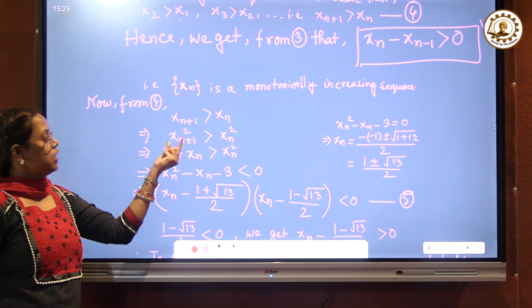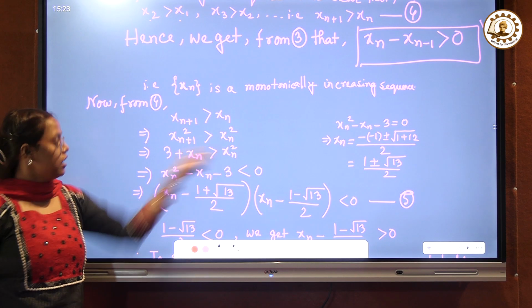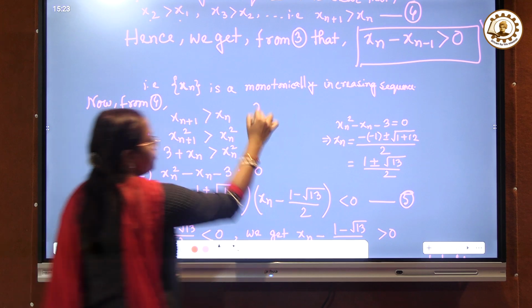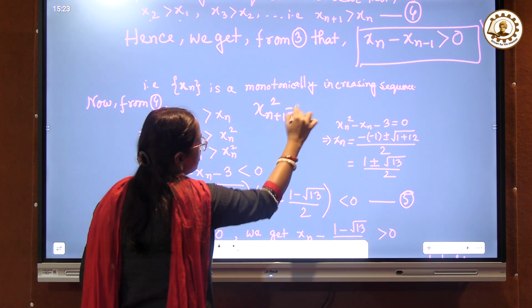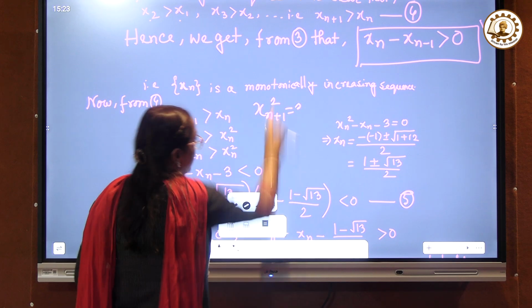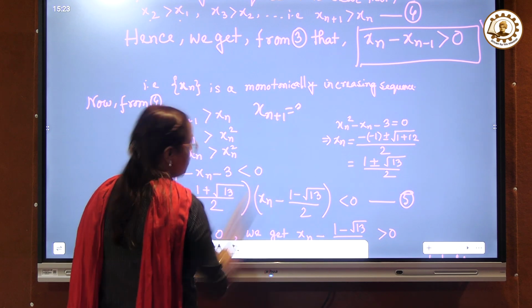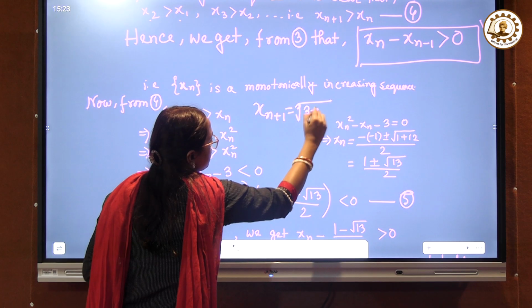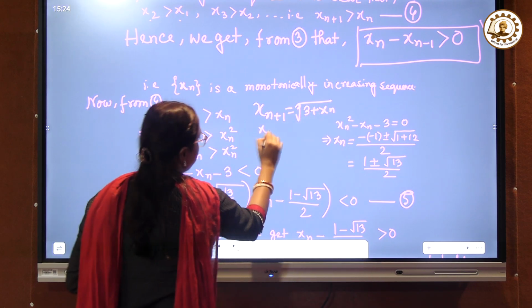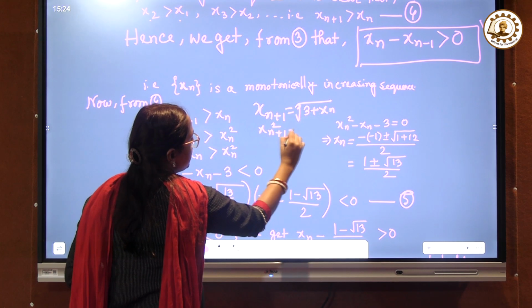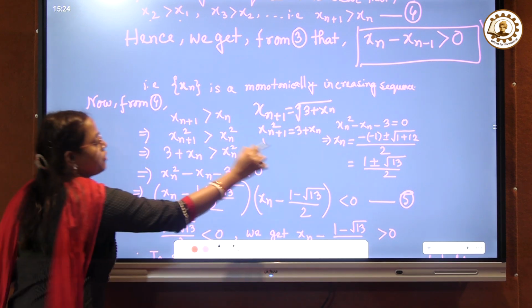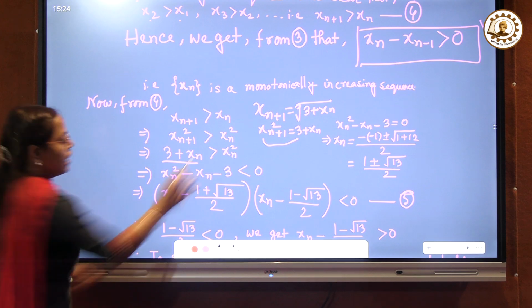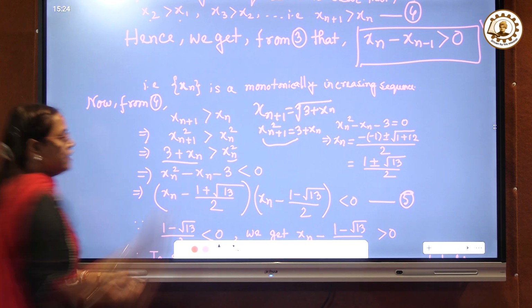And if this condition holds, its square terms are also greater. Now, from the first we get x_{n+1} equal to root over 3 plus x_n. So if we square both sides, we get x_{n+1} squared is equal to 3 plus x_n. We have substituted this value here and the x_n square remains as it is.